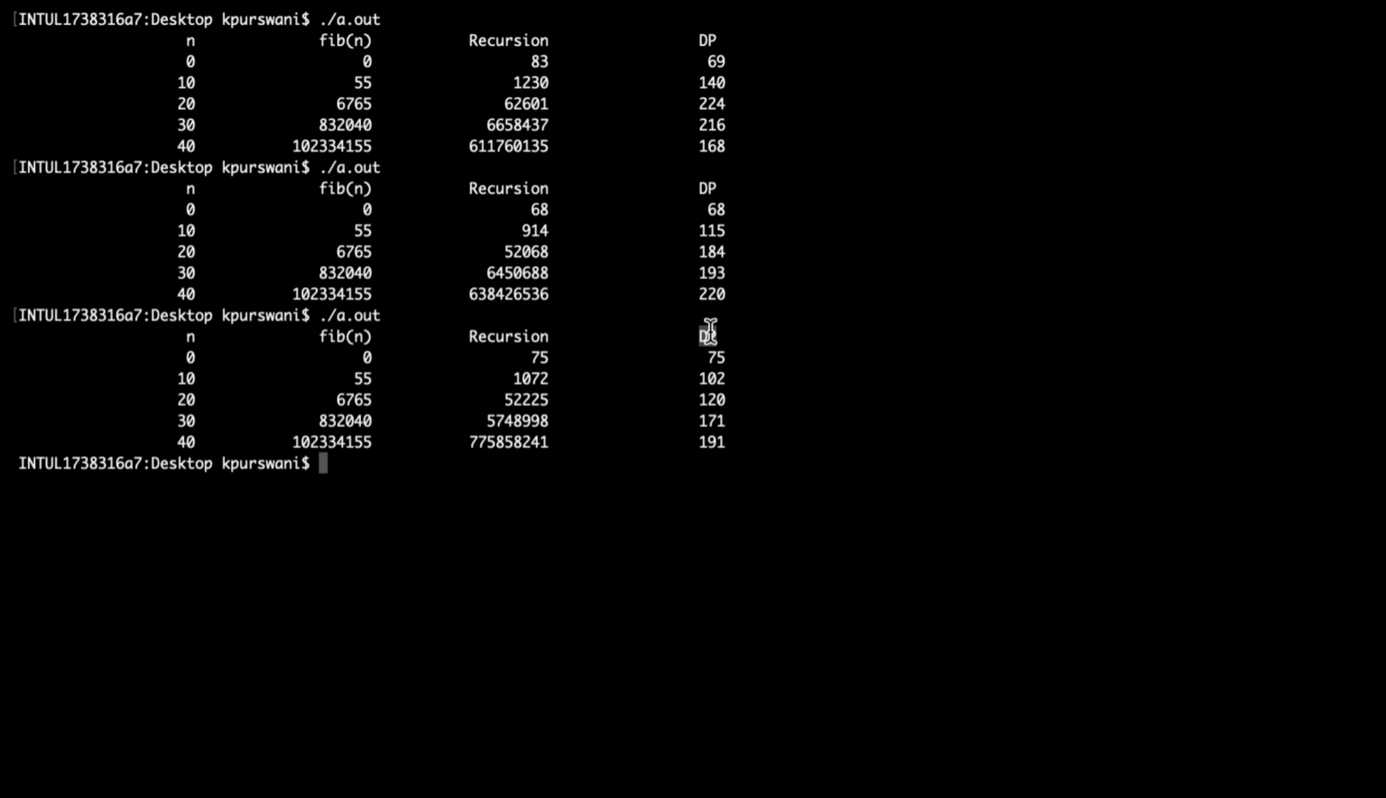Excellent, excellent. Really. I was wondering why to go in for DP when we can do it with simple recursion. Now you understand. Yeah, a lot of time saving is there. Alright. Okay, good.